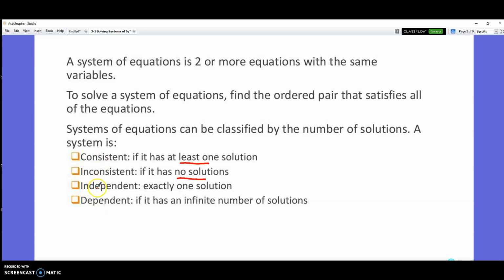For each system, it could also be either independent or dependent. If it's independent, it has exactly one solution. And if it's dependent, it has an infinite number of solutions. Both of these have to have a solution: independent has one, and dependent has infinitely many. If it's inconsistent, that's all it is. The only time you'll classify a system as independent or dependent is if it is consistent.